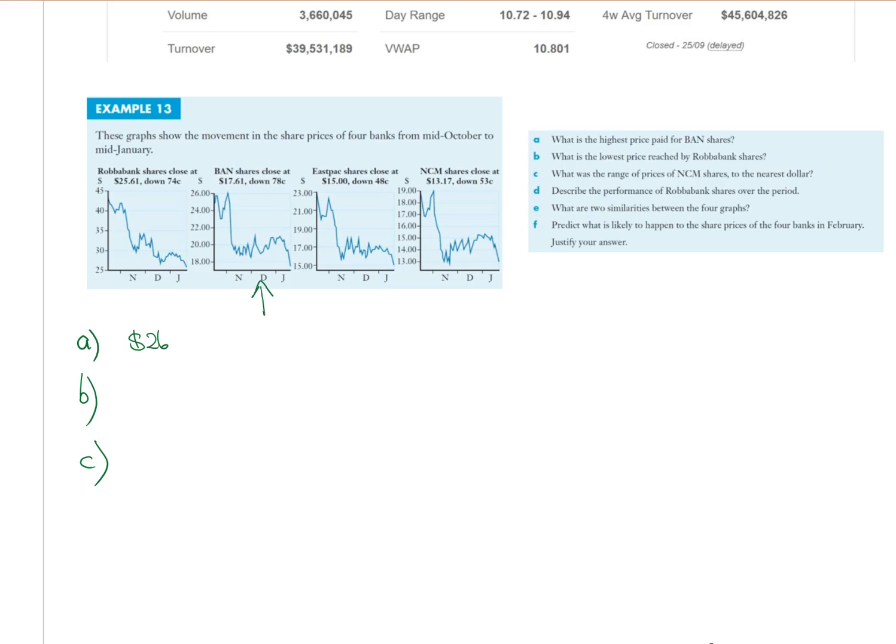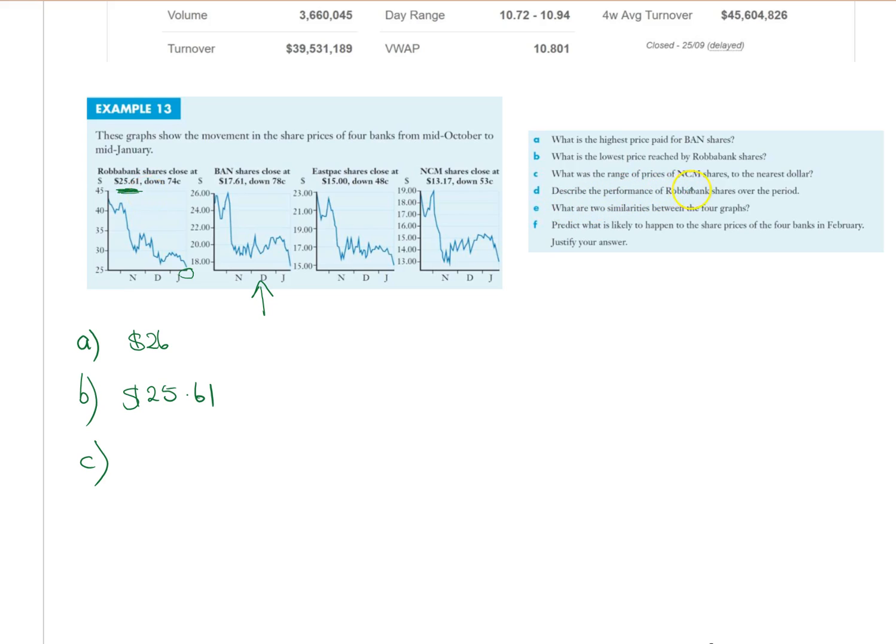Part B wants the lowest price reached by Robber Bank share. So we can clearly see that Robber Bank share has its lowest price here on the graph. It's at its closing time, and they actually tell us, while I can't read that value from the scale, I'm going to use the fact that they have told us that the share closed at $25.61. So it's questions like this that you've got to be really mindful of. And while you mightn't be able to read the exact values from the scale, then you need to be looking carefully at all the information that's given.